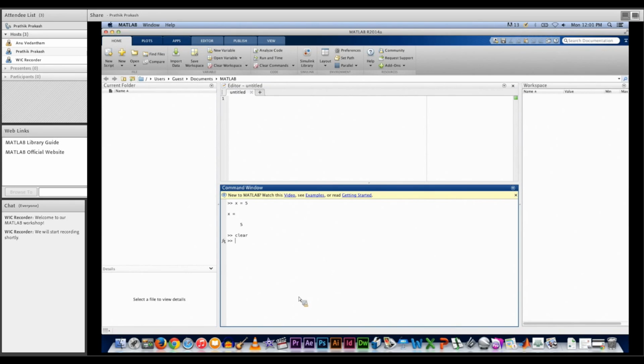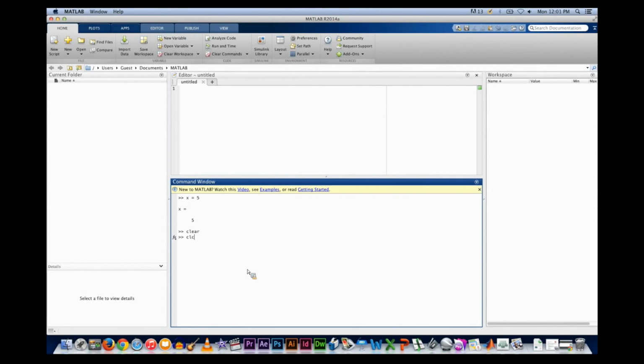Let's just start off with simple equations. Before that, I type CLC to clear my command window. So all the commands that I'll be typing out today will be on the command window. The commands that I type here can be put in the editor window and can be run as code.